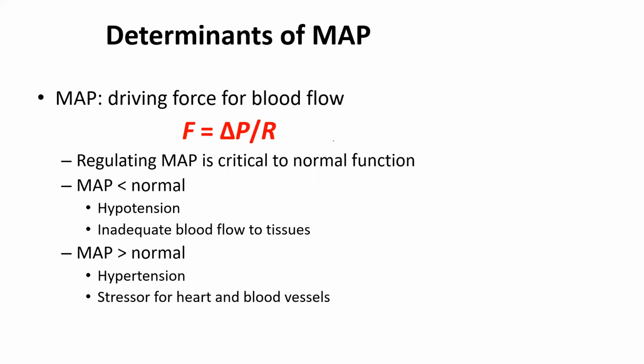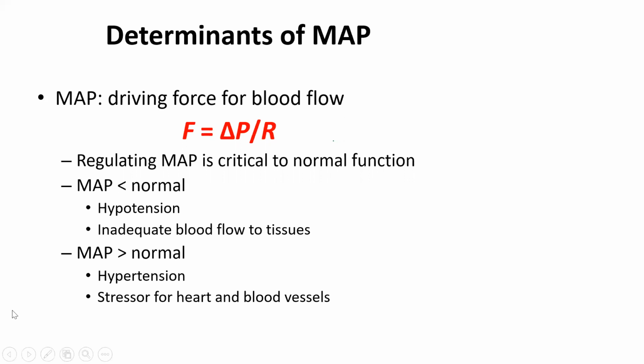It's critical to keeping our bodies in good function. If mean arterial pressure dips or drops below normal, then that becomes a problem. This leads to hypotension. This leads to inadequate blood flowing to our tissues, okay? Think about hemorrhaging. Think about dehydration. Think about your blood volume decreasing dangerously so that your tissues are not being adequately perfused.